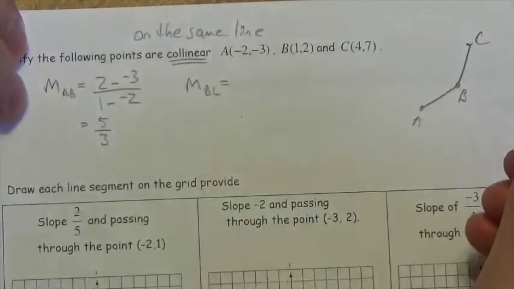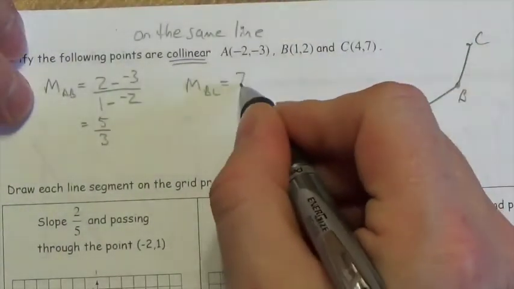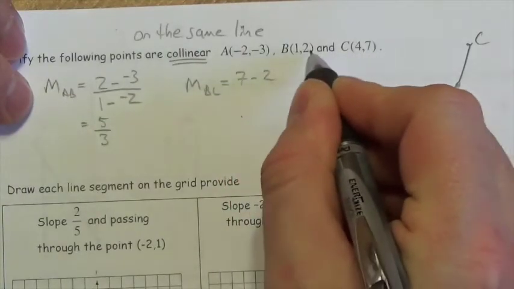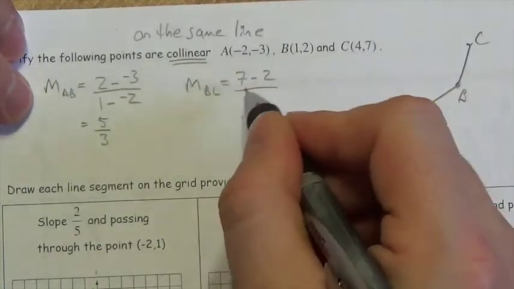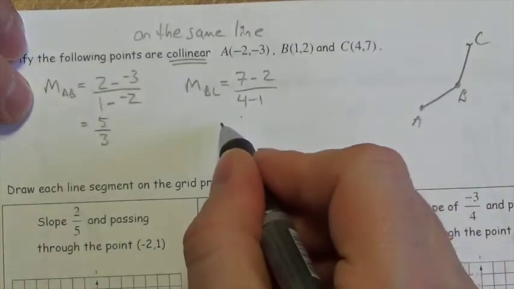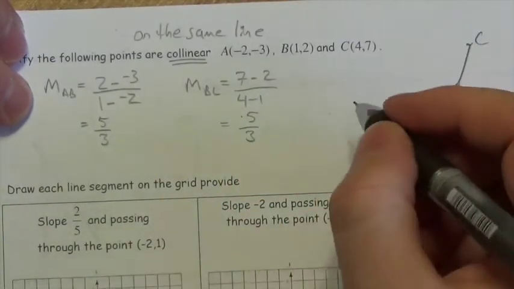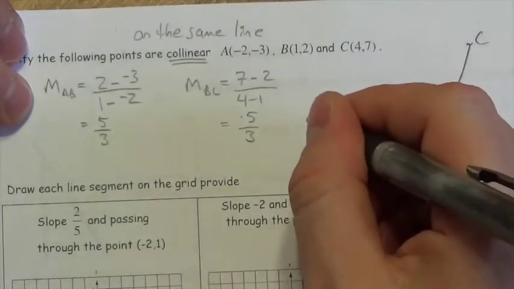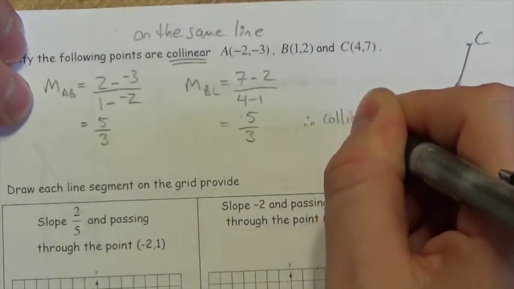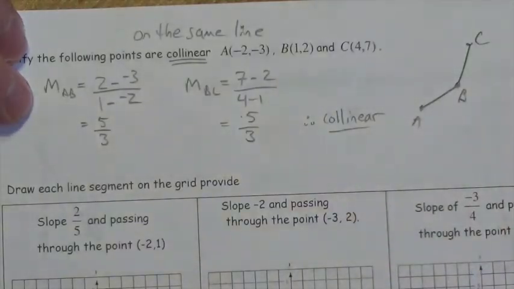So this time we'll let C be 0.2. So 7 minus 2, when you compare it to B, over 4 minus 1. 7 minus 2 is 5. 4 minus 1 is 3. The slopes are the same. Therefore, we know that these guys are collinear.